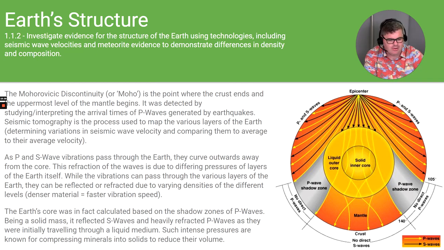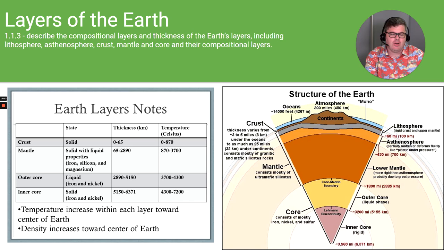Really interesting. Alright, now the layers of our Earth. If you want, pause the video and get this information down. So here we have the layers of the Earth along with their states, thickness, and approximate temperatures. And as we know, the temperature increases with each layer as well as its density. So the hottest, densest area will be our inner core. But as we go out, it gets cooler, it gets looser, and starts moving around quite a fair bit.